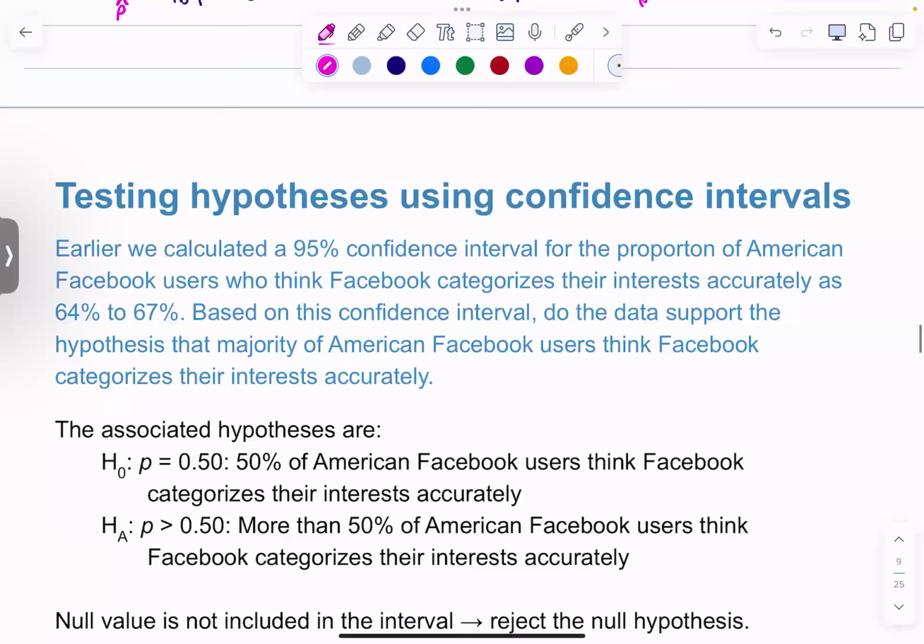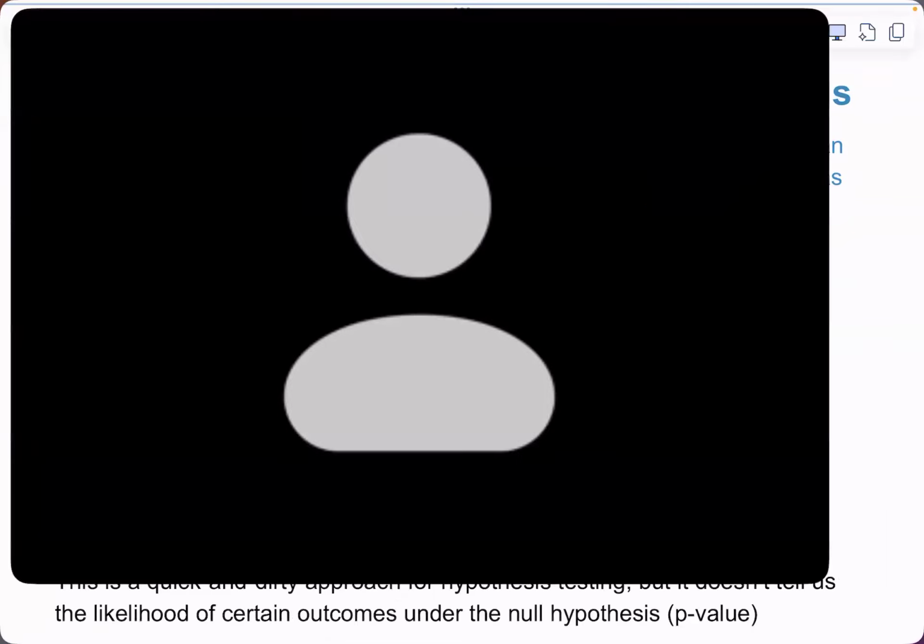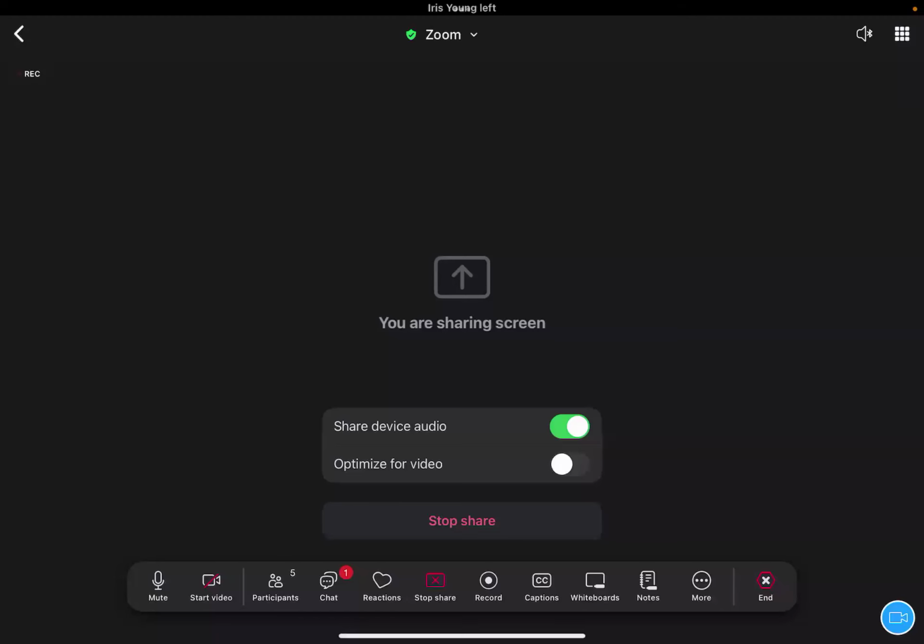We can test hypotheses using confidence intervals. There, I said it. We'll pick up here on Friday. If you have any questions, let me know. Otherwise, see you then.